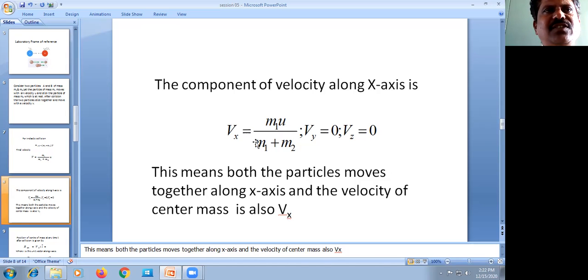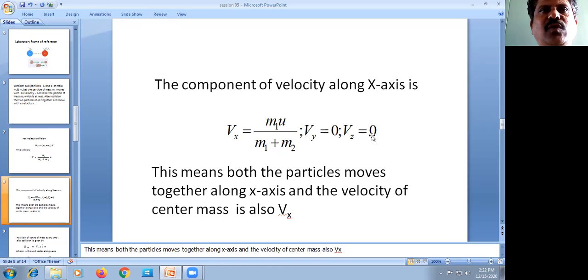That's why Vx is equal to m1 u divided by m1 plus m2, but Vy is equal to 0. That means the final velocity of those two stuck particles is not along the y-axis. That's why it is 0.